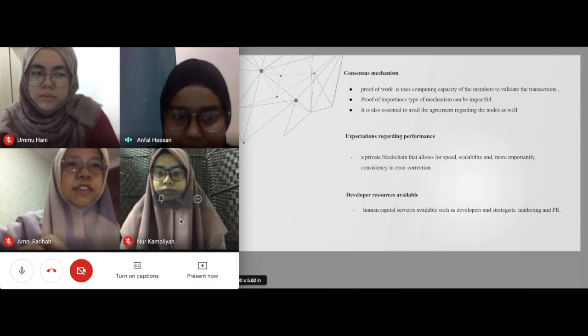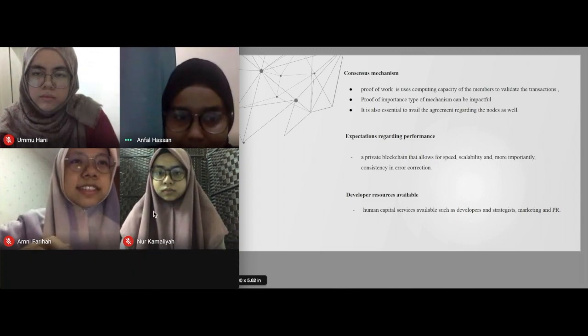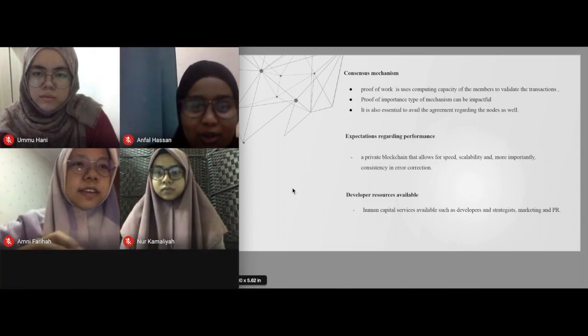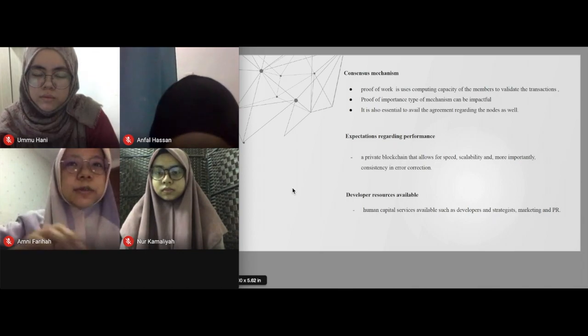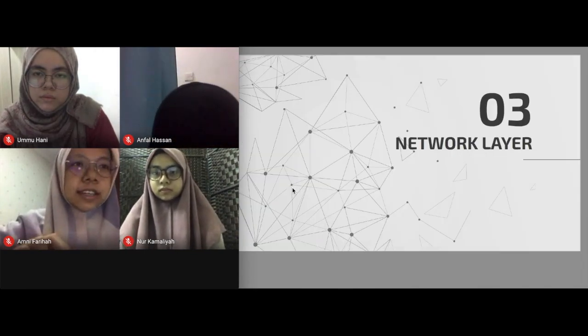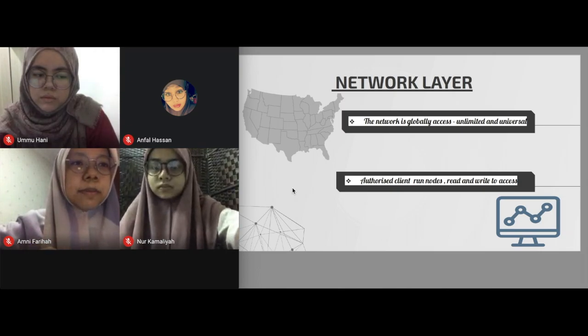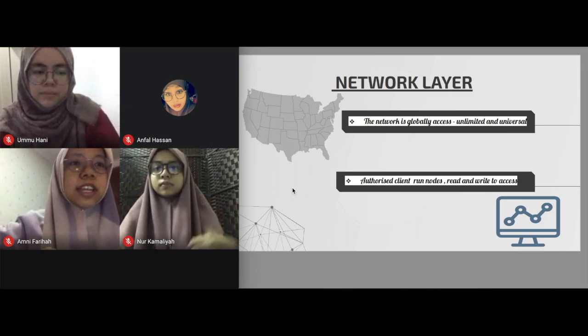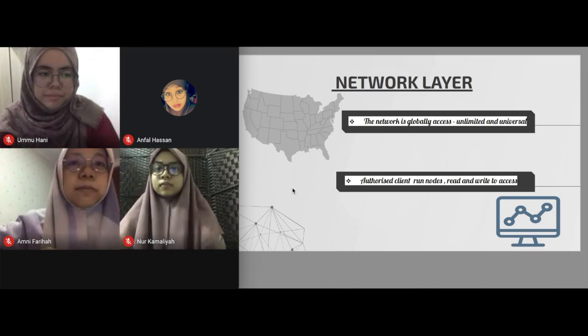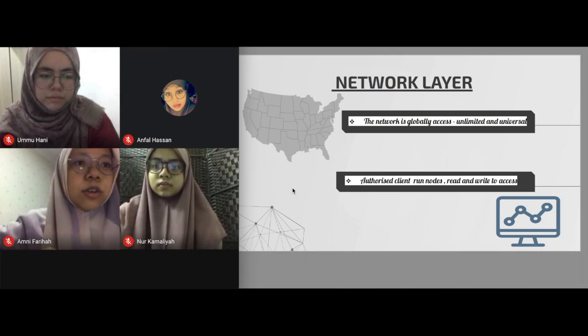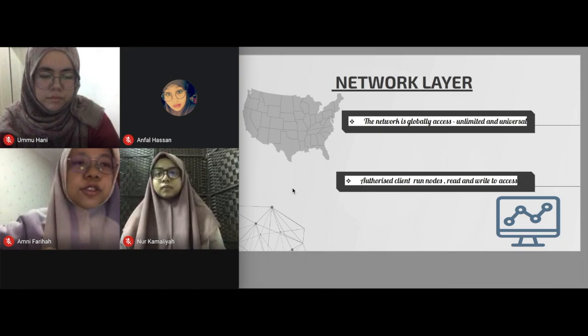Okay, thank you, Anfal, for the explanation. Okay, moving on to the next part, which is the network layer. So the first thing about the network layer is how big the network is going to be. The network is going to be really big as it will cover the global network. This is to allow large access in order to support global payments and transactions.